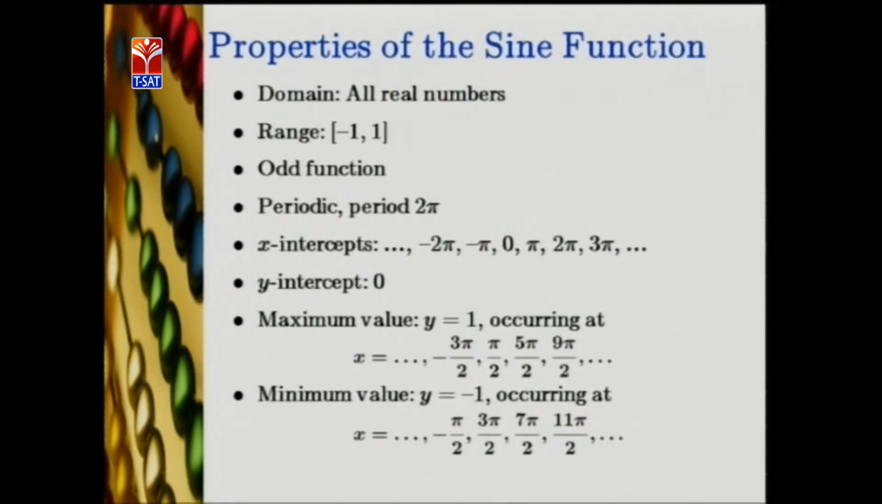And the maximum value of 1 occurs at -3 pi by 2, pi by 2, 5 pi by 2, 9 pi by 2 and so on. And the minimum value occurs at y equals -1, at the points pi by 2, 3 pi by 2, 7 pi by 2, 11 pi by 2 and so on. So these are the properties of the sine function.